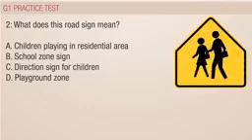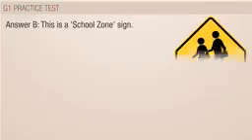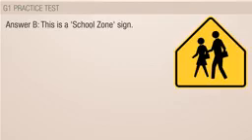Question 2. What does this road sign mean? A. Children playing in residential area. B. School zone sign. C. Direction sign for children. D. Playground zone. Answer B. This is a school zone sign.